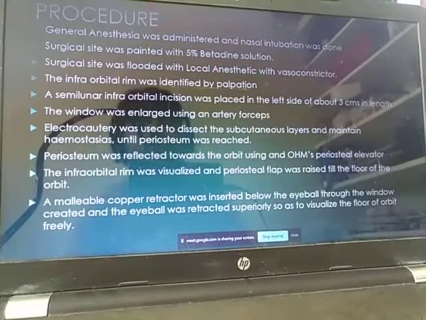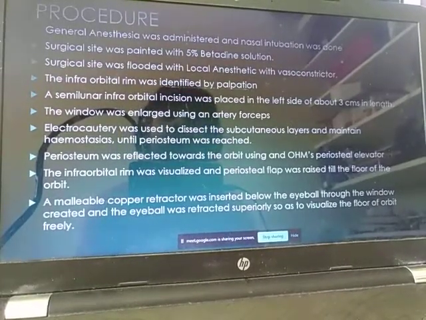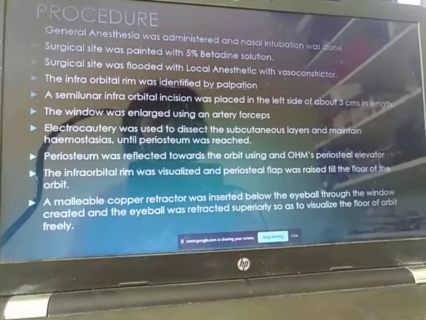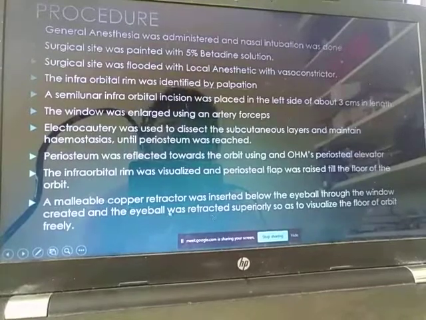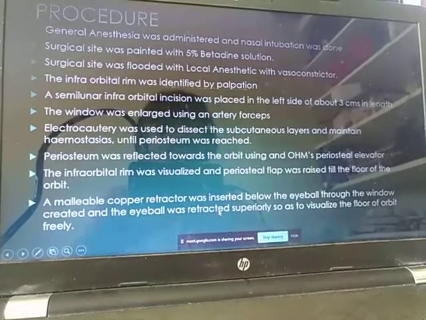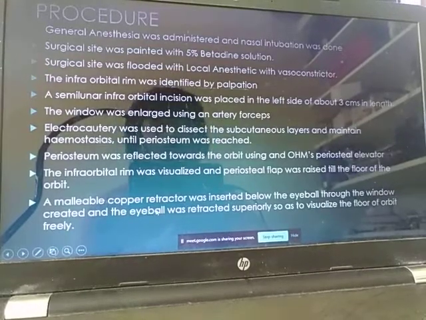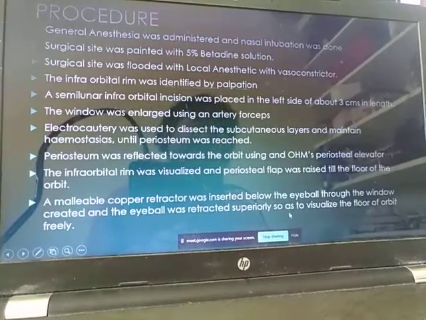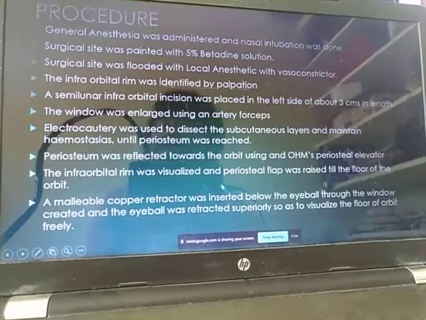The periosteum was deflected towards the orbit using an Ohm's periosteal elevator. The infraorbital rim was visualized and a periosteal flap was raised till the floor of the orbit was visible. A malleable copper retractor was inserted very carefully below the eyeball through the window, and the eyeball was retracted superiorly by the assistant surgeon so as to visualize the floor and the defect freely.